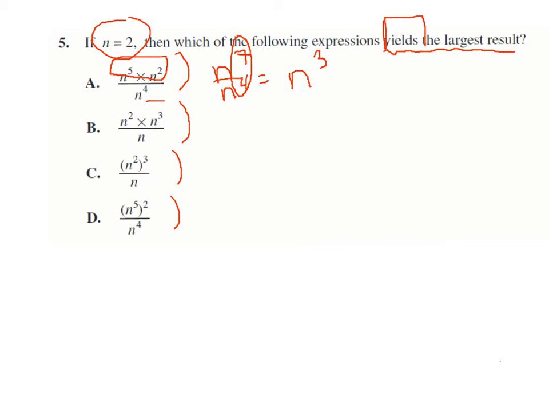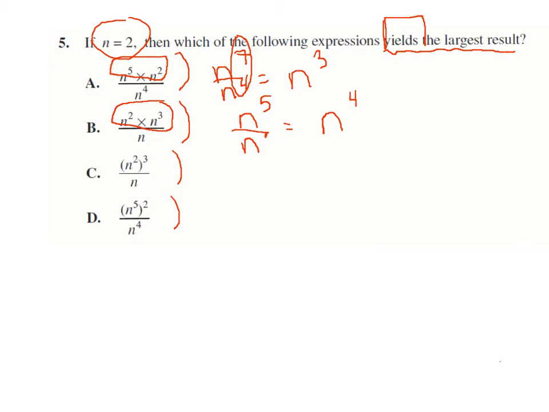For B, we have powers with the same base. We can add these exponents because we're multiplying. We get n to the power of 5 all over n. Remember, n is the same as n to the power of 1. We now have a division question with powers and the bases are the same. We can subtract the exponents. We get n to the power of 5 minus 1, which is 4.